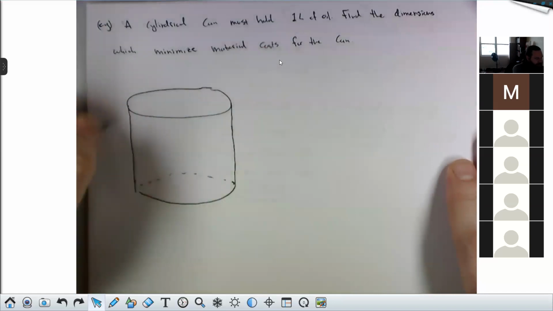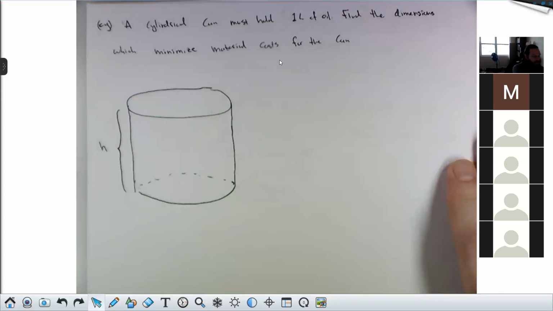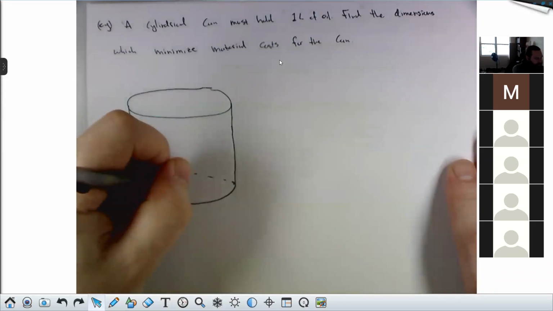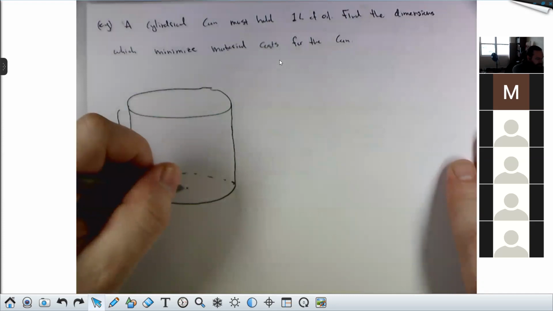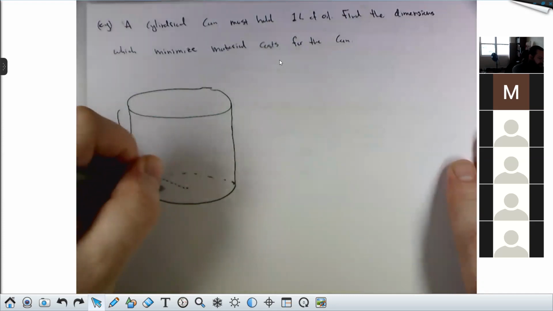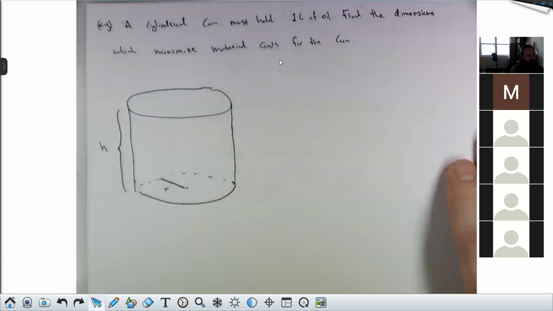So the idea is to find the dimensions of the soup can that allow it to hold 1 liter, but uses the least amount of metal to make. Now, this can is going to have a height. I'll call it H. And it's going to have a radius. I'll call that R. I'll draw this as a solid line on it. Radius R.